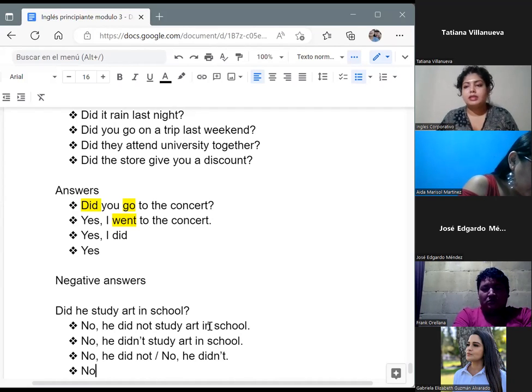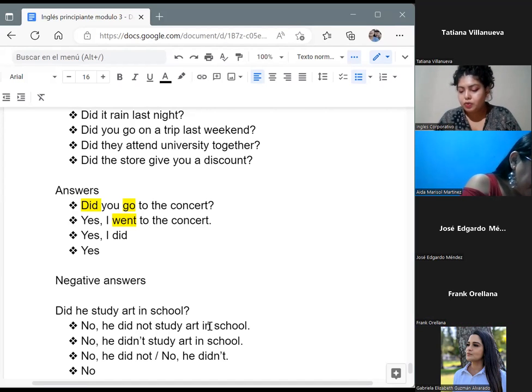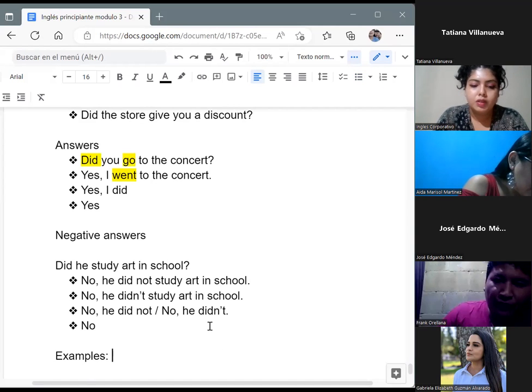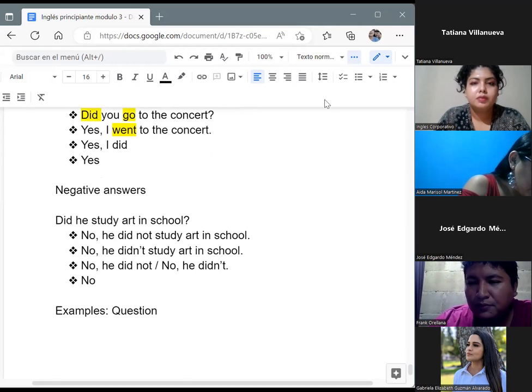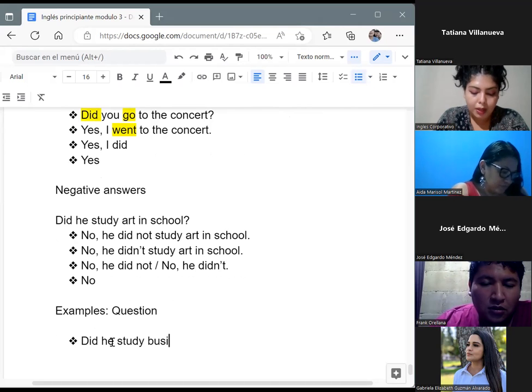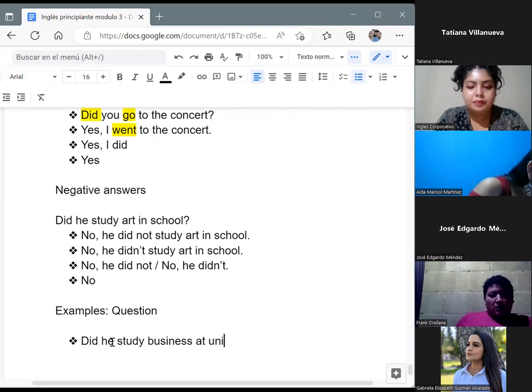Now I'm going to write some examples of questions, but also I'm going to write some examples of positive sentences and negative sentences in past. So we're going to begin with questions. And then we're going to see positive sentences and negative sentences. Examples. Question. Vamos a ver diferentes preguntas en pasado. Did he study business at university? Él estudió negocio, ¿verdad? En la universidad.